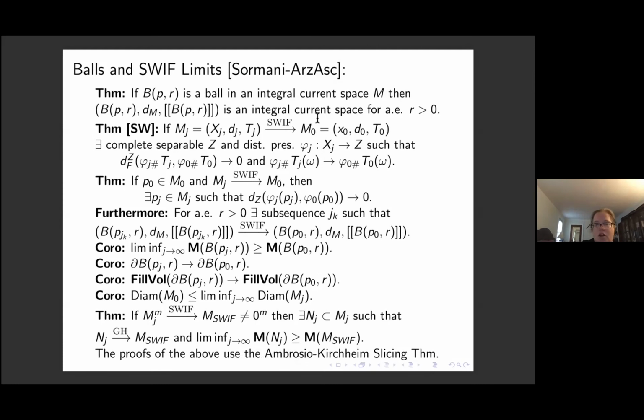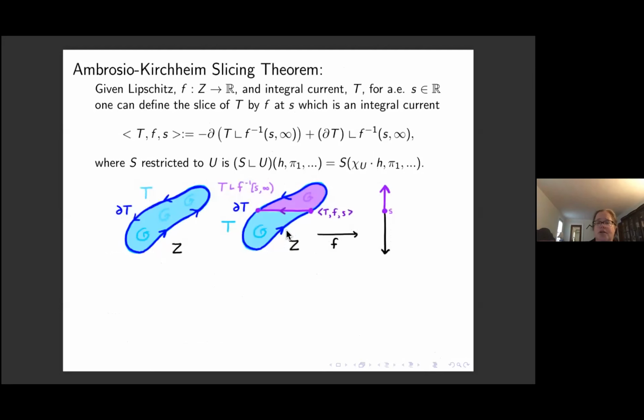The proofs of all of these theorems use the Ambrosio-Kirchheim slicing theorem, which I told you about last time, and we didn't continue beyond that. We stopped at the slicing theorem. So let's recall the slicing theorem.